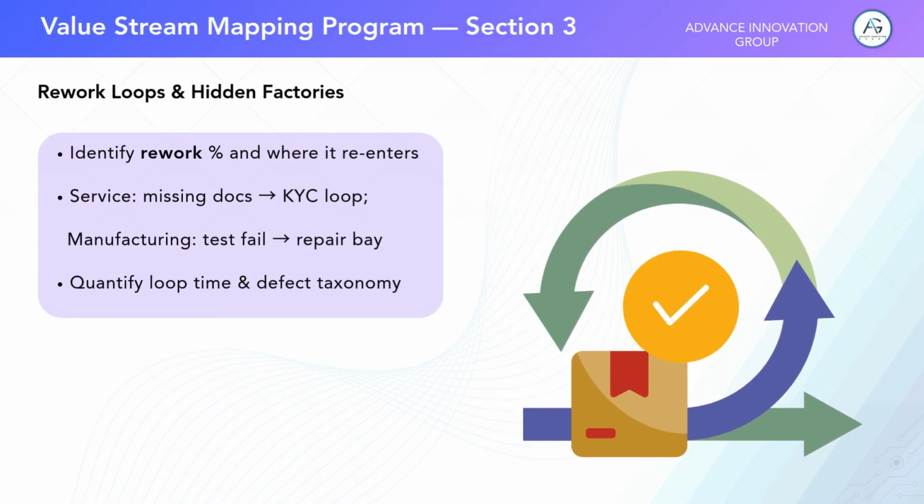This slide focuses on identifying rework loops and uncovering what we call hidden factories, places where extra, unplanned work happens. We first find the percentage of rework and locate where items re-enter the process. For example, in services, missing documents can send a case back into the KYC loop, while in manufacturing, a failed test may send a product to the repair bay. We then measure how long these loops take and classify the types of defects. Quantifying rework is key because hidden factories consume resources but add no customer value.